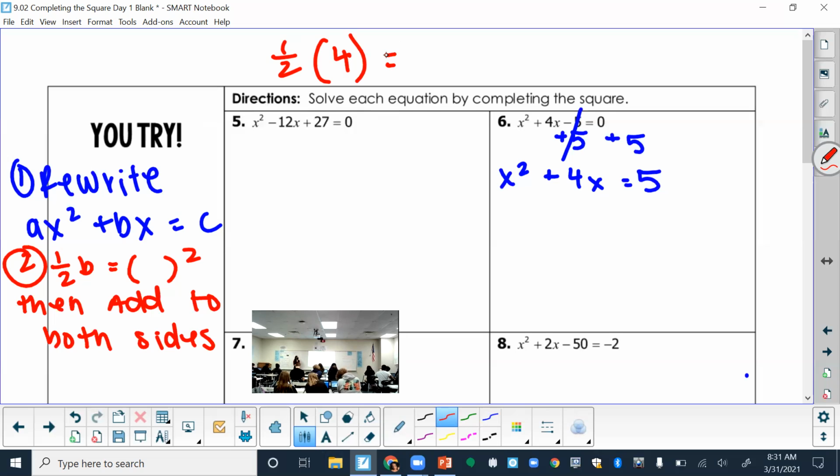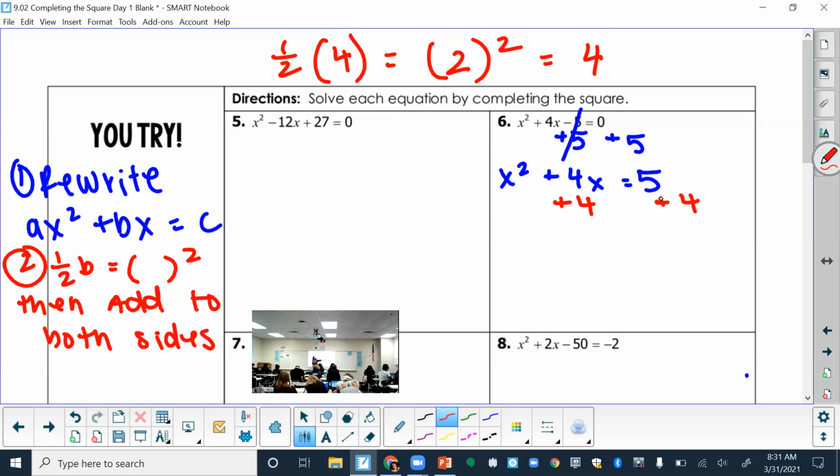We're going to take half of it. What's half of 4? 2. We're going to square it. What's 2 squared? 4. For this one, it just happens to be the same as what we originally had, but you still have to go through this process. What do I do with that 4 according to the instructions? Add it to both sides. I'm going to add it to the left side of the equal sign and to the right side.